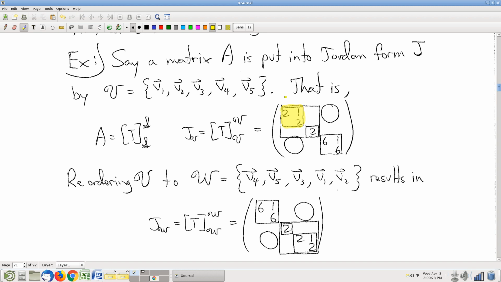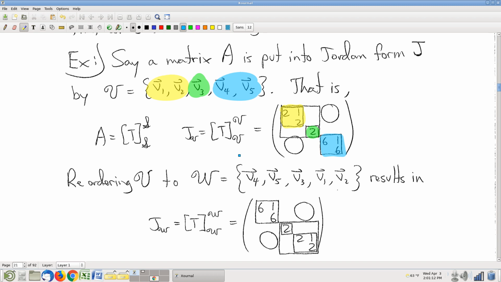That block corresponds to, you'll notice, the first two columns. What do the first two columns correspond to? The first two columns are telling me about the images of the first two basis vectors. So I'm going to say, roughly speaking, that this first block corresponds to that first pair of basis vectors. Along those same lines, the second block is just in the third column. It's telling us about the image of the third basis vector. And then likewise, that last block, columns 4 and 5, basis vectors 4 and 5.